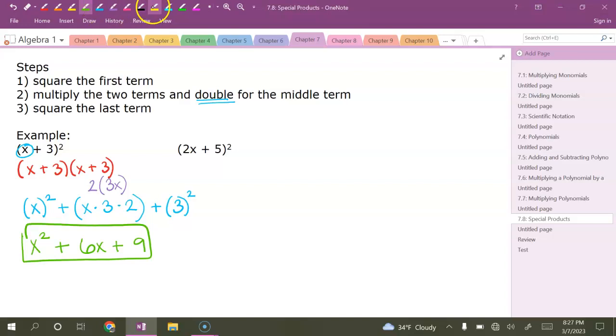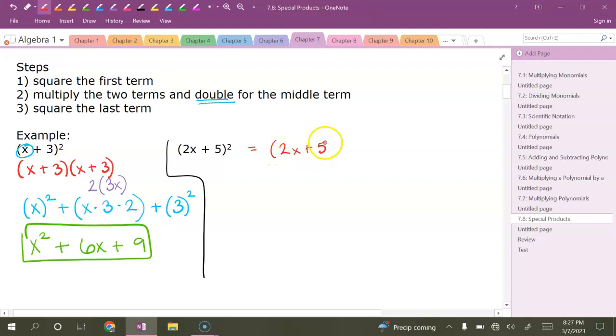All right, so for the second example I have here, we've got 2x plus 5 squared. So again, you can think of that as 2x plus 5 times 2x plus 5. What I'm going to do is square my first term. So I'm going to take that 2x and square it. And this is exactly why I've been putting it in parentheses, because when I go to simplify, you'll have to remember that that 2 on the outside here is going to have to go to the big 2, and it's going to have to go to the x. So you're going to have to distribute that exponent into the parentheses there.